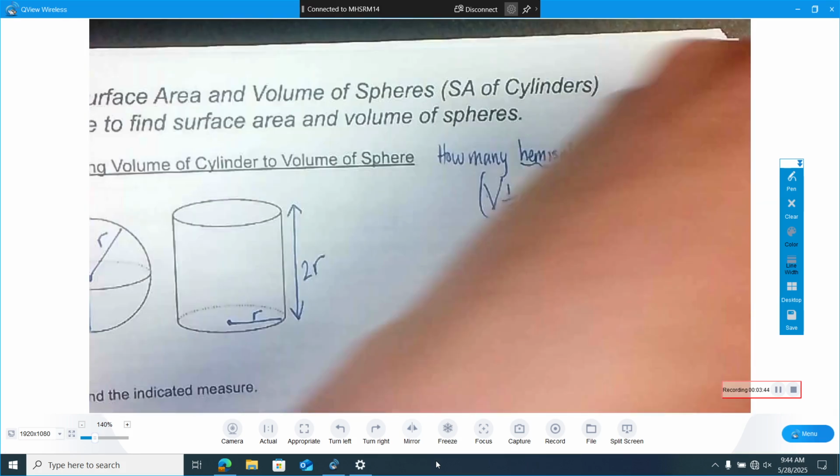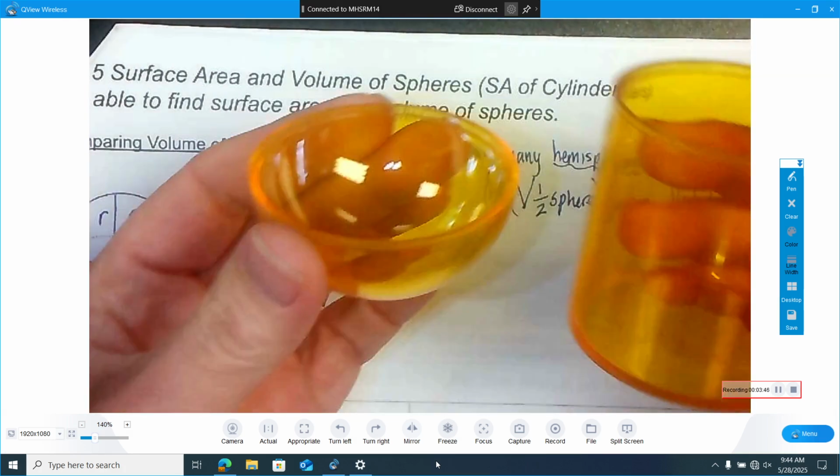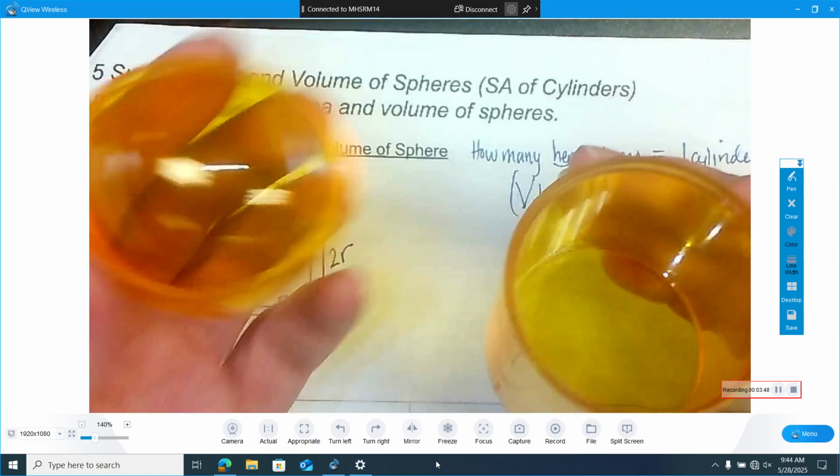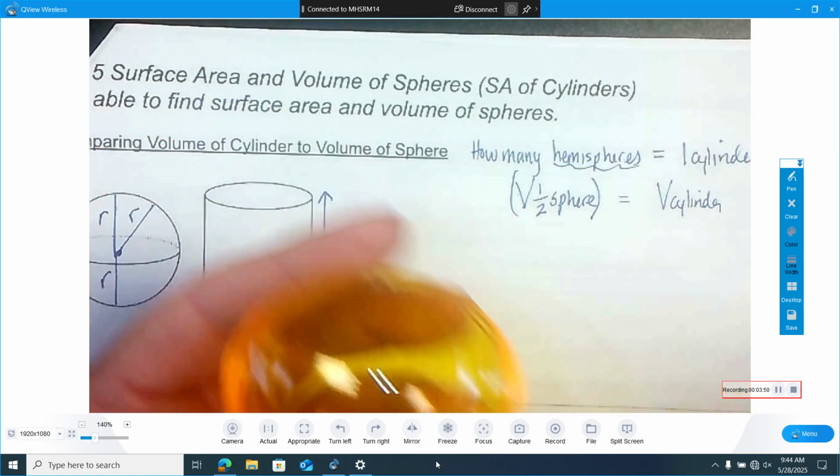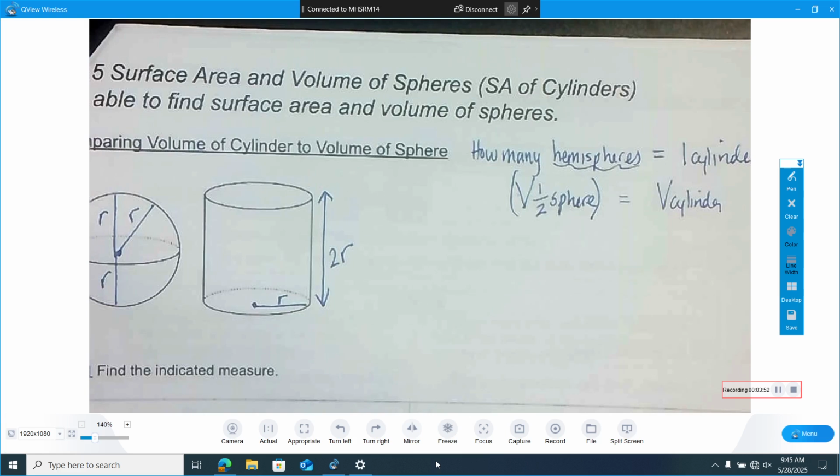All right, so what are your guesses? How many of these hemispheres are going to fit inside? Three or four? All right, let's see. I haven't practiced this one, you guys, so I've got to make sure I get to the line. There we go. One. Definitely three. What are we thinking? Three, four? Okay.